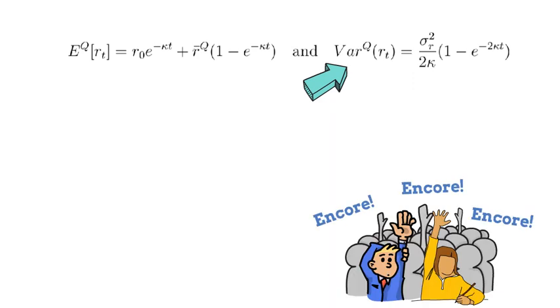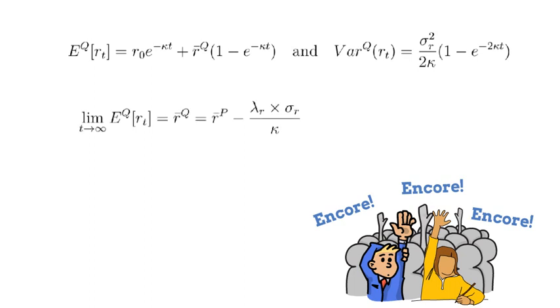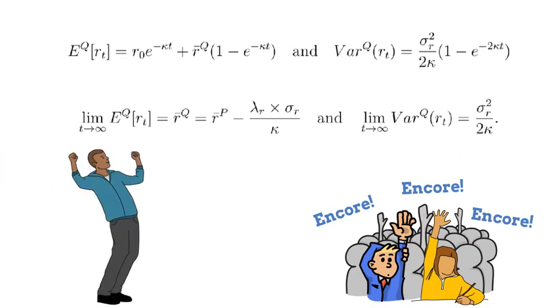As an additional example, you could also verify that the expectation of RT under Q coincides with the following expression, while the variance of RT under Q coincides with that expression here. And for fun, why don't you also verify that the limit of the expectation of the short rate under Q for t going to infinity equals the following expression, while the limit of the variance equals that ratio here. Okay, now step 1 would be complete. We have found that the conditional distribution of the short rate is Gaussian, with first and second moments as stated above.